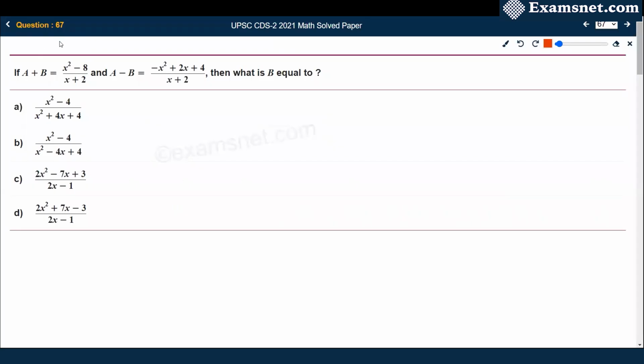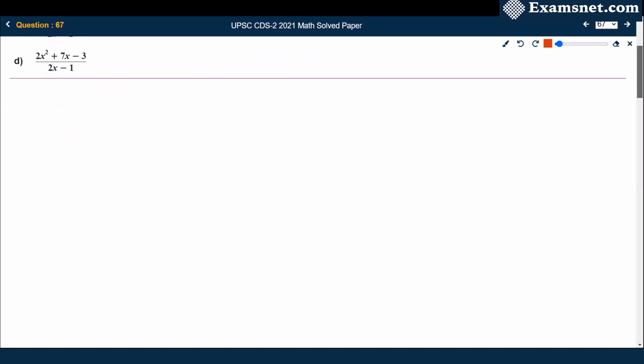In question number 67, it is given that if a plus b equals x square minus 8 by x plus 2 and a minus b equals minus x square plus 2x plus 4 by x plus 2, then what is b equal to? There are 4 different options given. Let's simplify them and find the value of b.